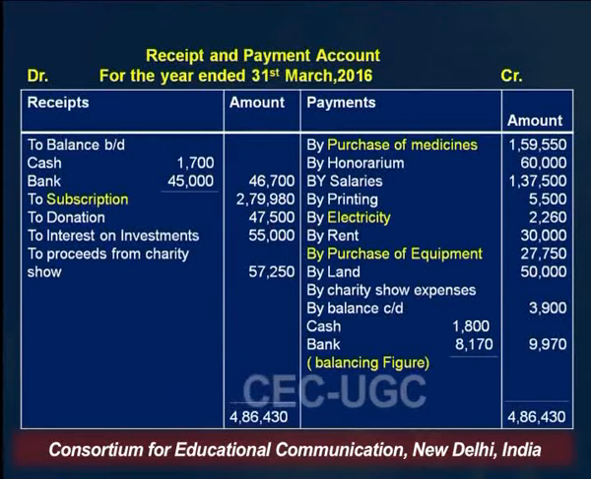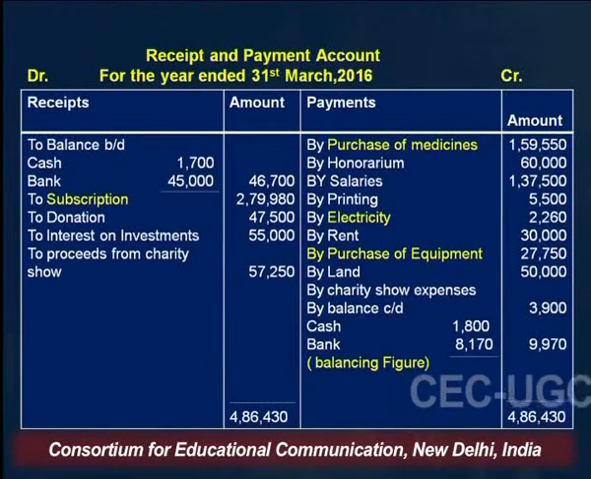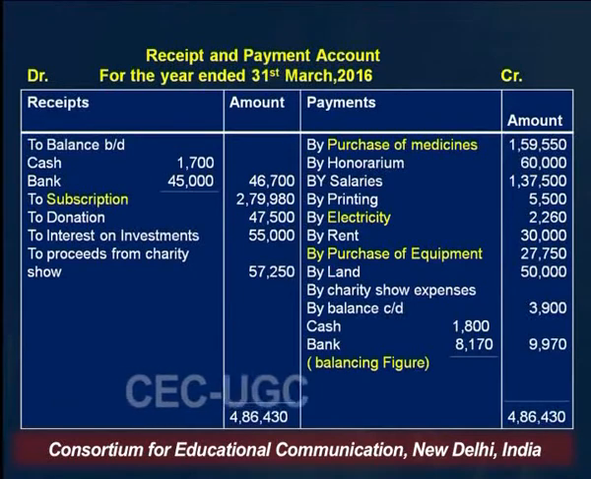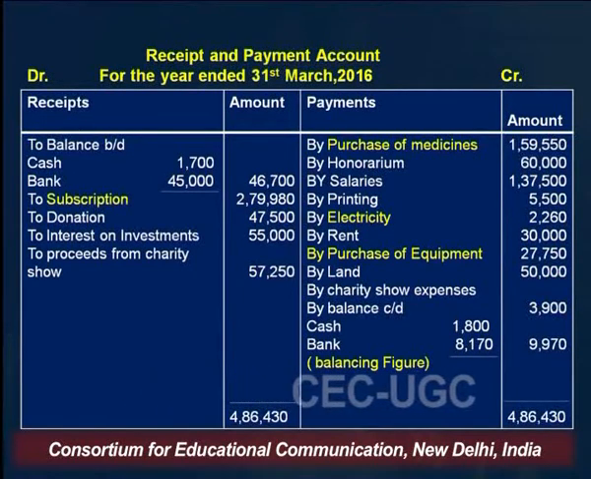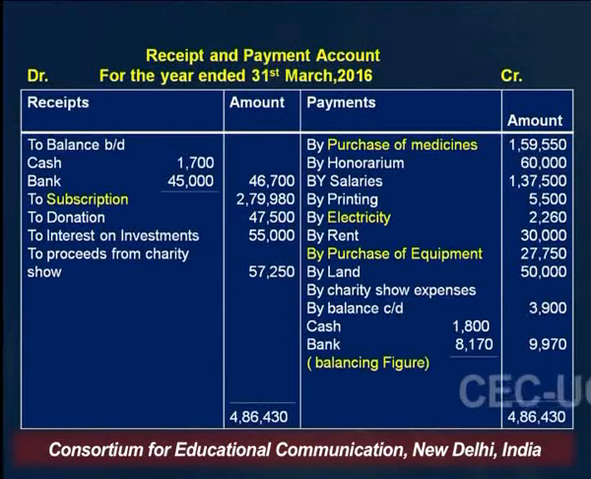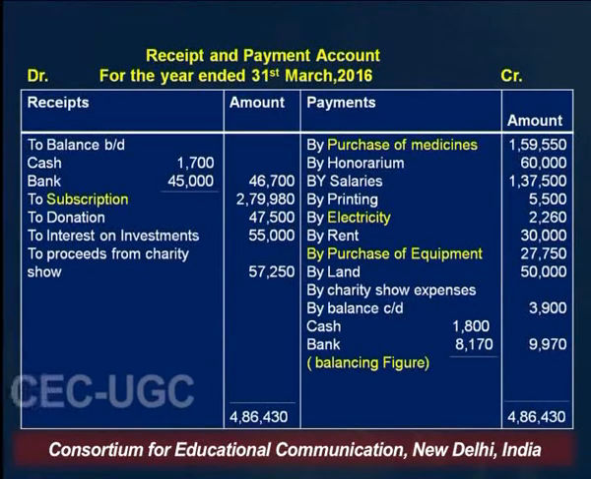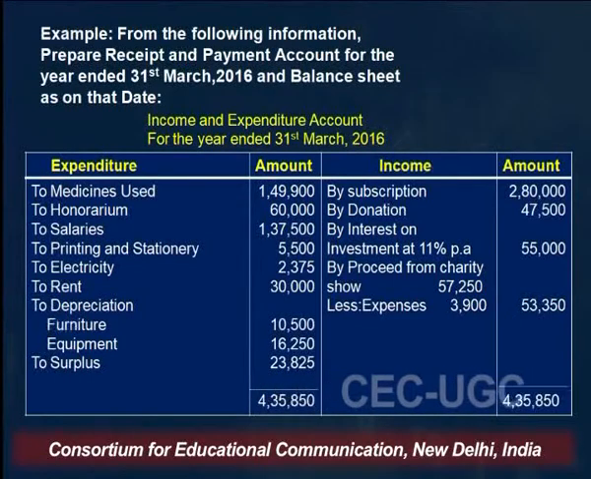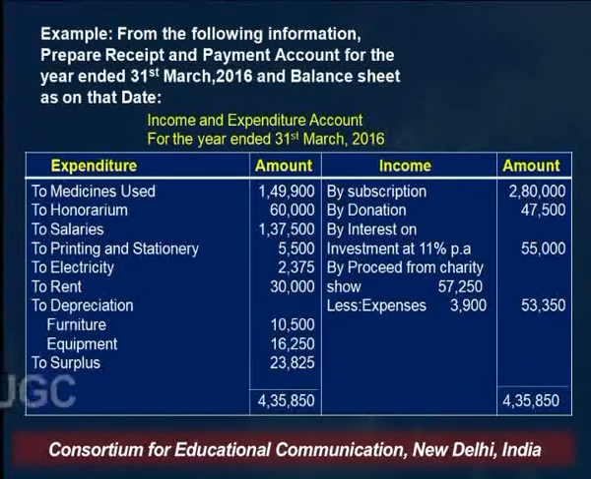The next item which is given here is subscription. Subscription is a major income of any NPO. So this is the receipt. This subscription, which was given in the question in the income and expenditure account, was the total subscription for the year, as you can see on the credit side, on the income side, 2,80,000.